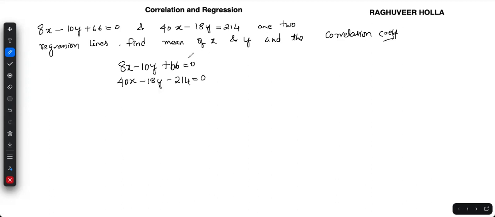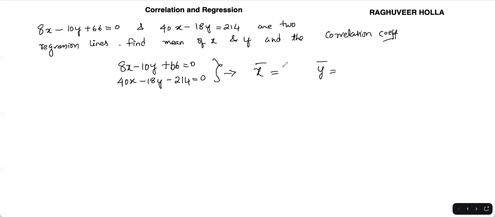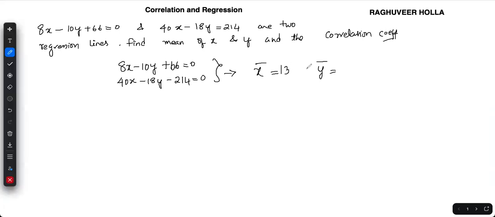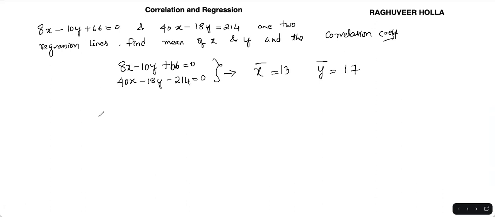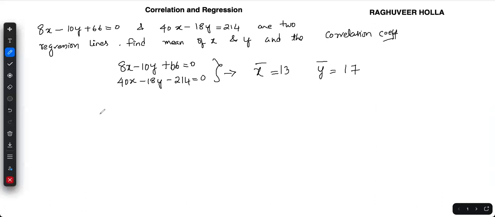Okay, so if you solve these two equations, you get x and y values, which is nothing but the mean. So you can find out, this is 13 and 17 that we got with this. Now with this, we write y on x, so that we get the coefficient relation between x and y.